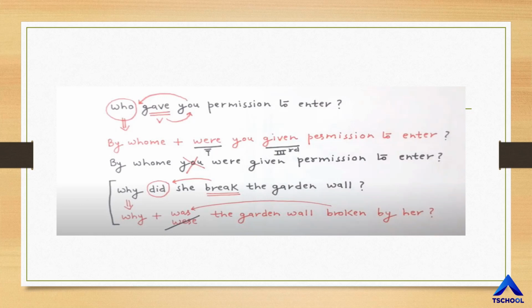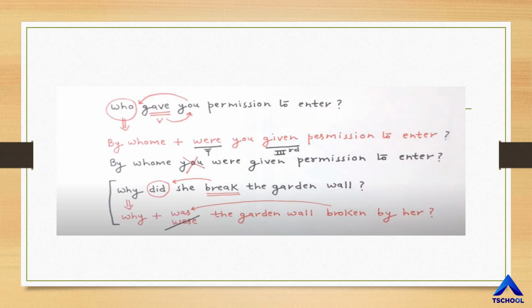Please take a note. I have told we are going to use a helping verb. Then it would be the object plus the verb plus the subject, that we have discussed in slide number 3 and 4, if I'm not wrong. So I'm repeating the answer again. By whom? Who changes to by whom. Where? It would be was or were, any one of them.